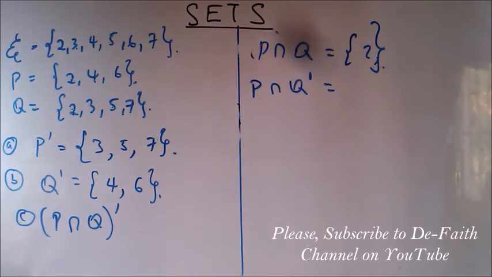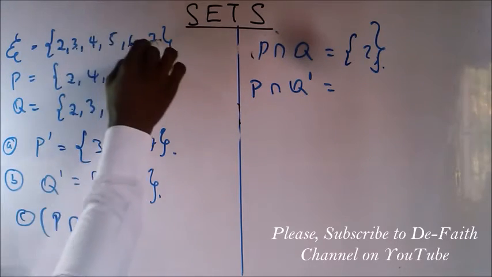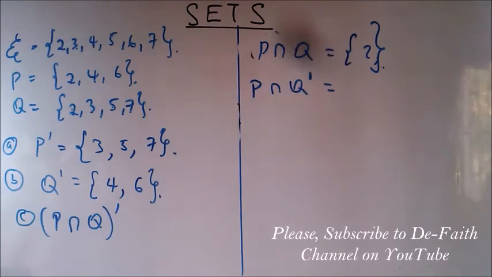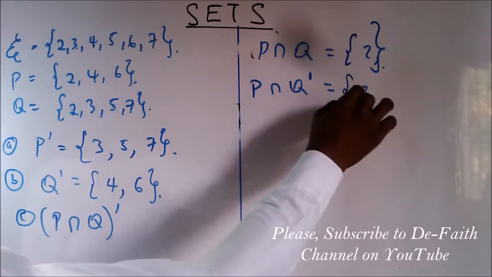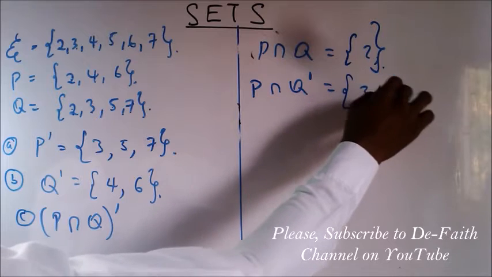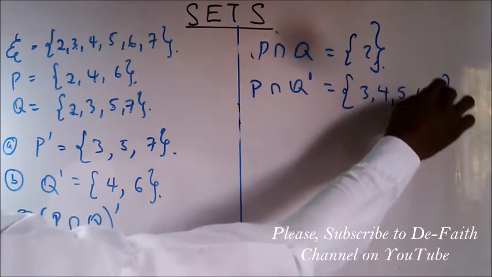The complement will be what we have in the universal set but not in P intersection Q. We have 2, but every other one is not present in the intersection, so we'll list 3, 4, 5, 6, and 7.